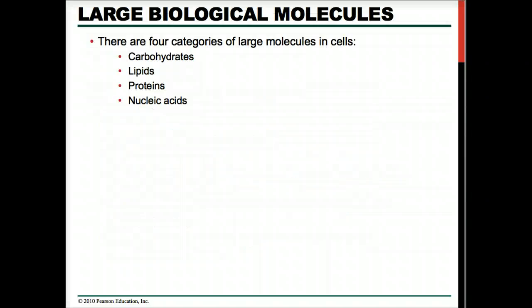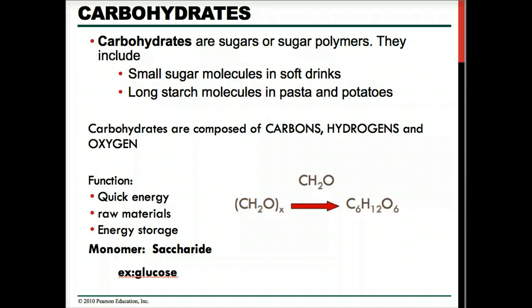Again, our large biological molecules. We're going to start to talk about these: carbs, lipids, proteins, and nucleic acids. So our first macromolecule is a carbohydrate. You'll see it says carbohydrates are sugars, or sugar polymers, so long chains. They include small sugars, which you find in soft drinks, and longer starch molecules like in your potatoes and your pastas.